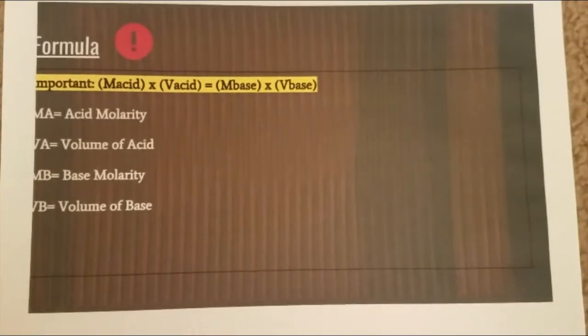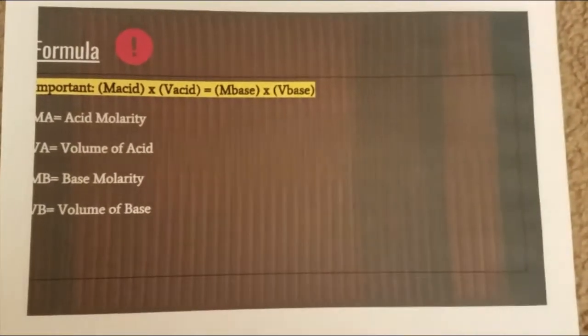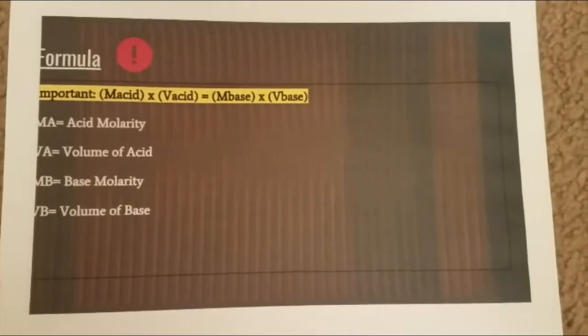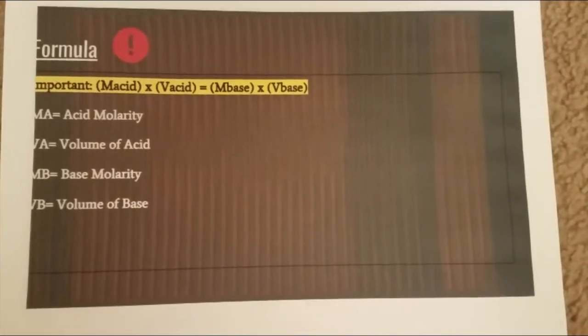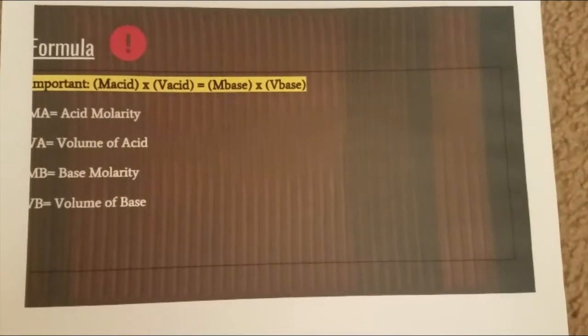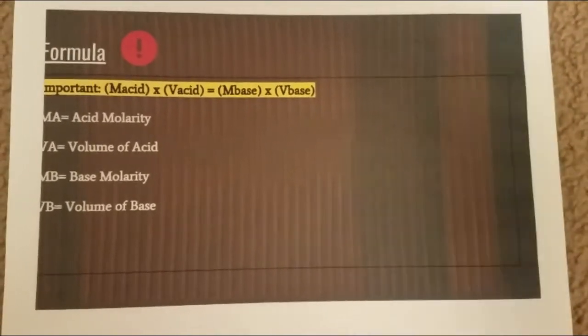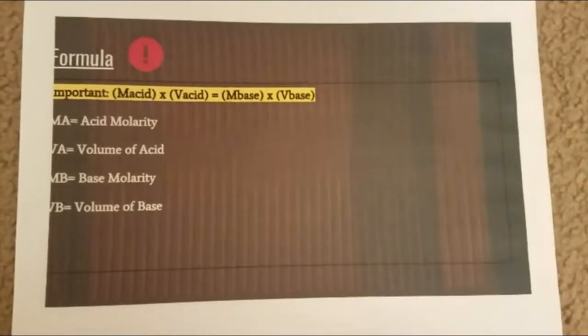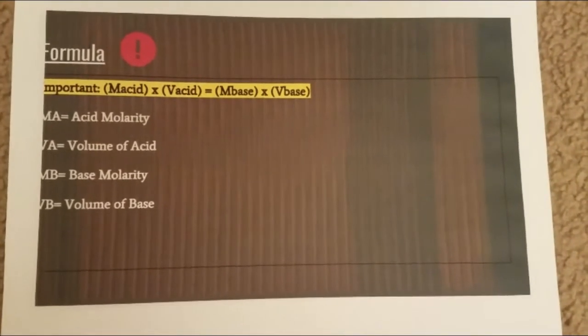The formula being used for the titration is M acid, the molarity of the acid, times the volume of the acid equals the molarity of the base times the volume of the base. And remembering this formula is very important so that you know what to use in an actual problem.